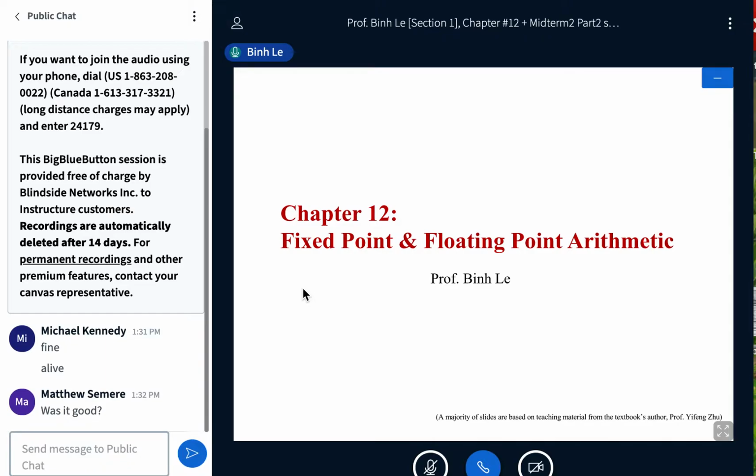That's why the computer hardware needs a way to represent a real number using a binary pattern.